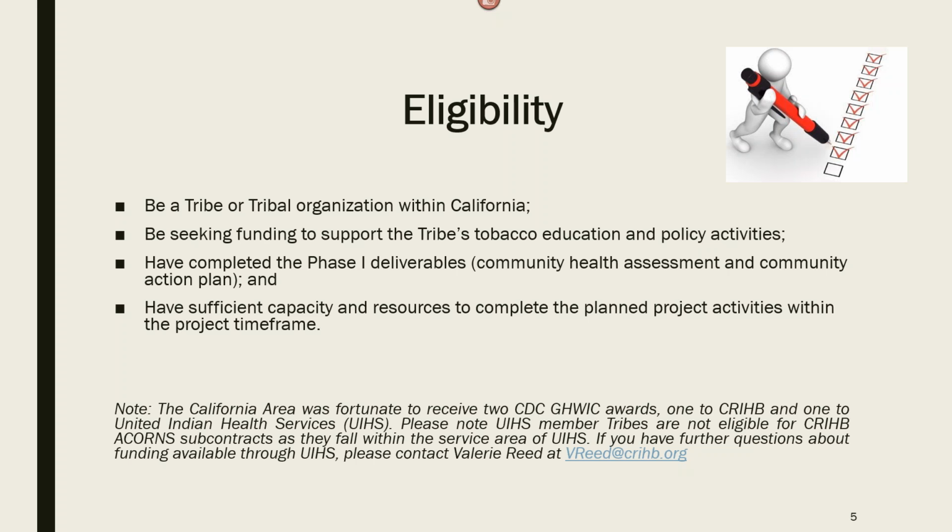The California area was fortunate to receive 2 CDC JVIC awards. One was given to CRIB and one was given to UIHS. Please note that UIHS member tribes are not eligible for CRIB ACORN subcontracts, as they fall within the service area of UIHS. If you have any further questions, please get in contact with Valerie Reed. Her email is given right there, so she will be able to better answer all your questions.